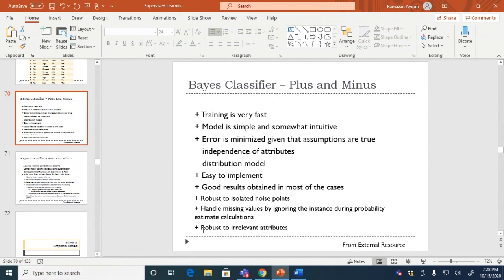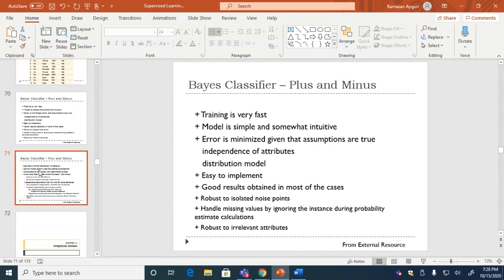And you may ignore the missing values. You can just count the rest. You are still going to have a probability. If something is missing, just count the rest, and now you are going to have one less for that one. You can still work on it. So it's easy to handle that. Robust to irrelevant attributes as well. So it's not going to be affected.